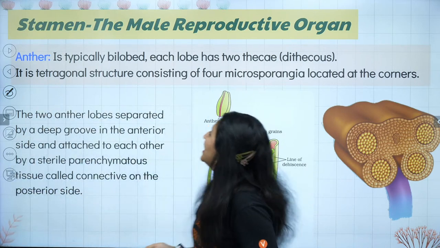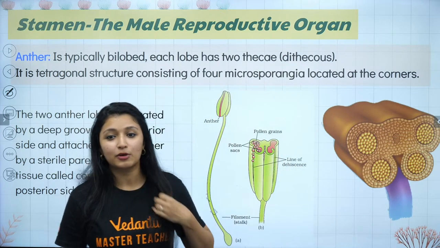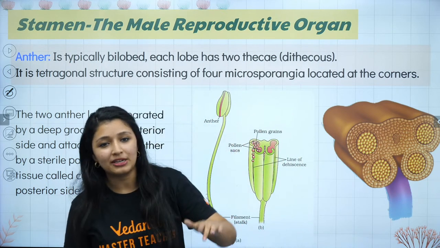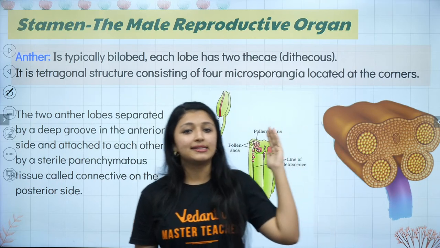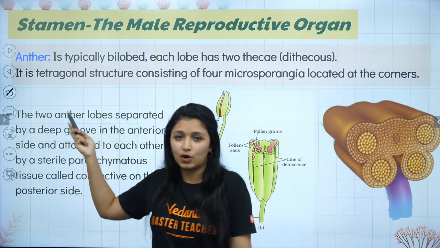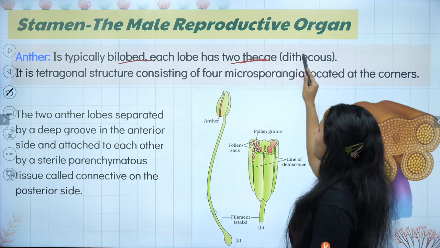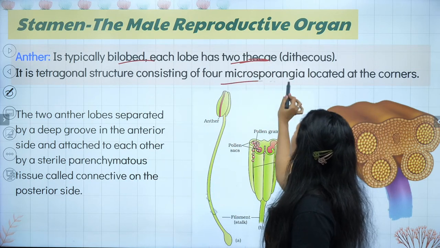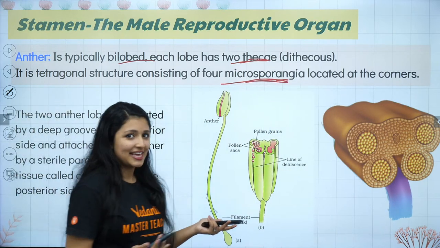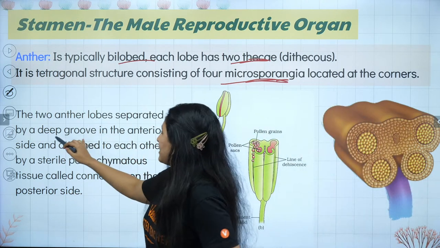Alright. So, now we learn about the anther. Theca and microsporangia are the same thing. Now, anther is typically bilobed. Each lobe has two theca. It's tetrasporangiate, having four microsporangia. See, in this sentence of your NCERT, it's said: anther is bilobed, each lobe has two theca. That means totally it has four theca, which means four microsporangia. Theca and microsporangia are the same thing. The two anther lobes are separated by a deep groove.